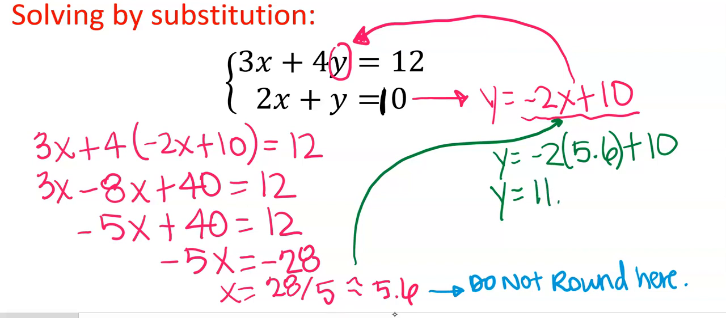11.12. Is that right? Negative 1.2. Okay, hold on. Oh, yep, I put a 0.2 instead of a negative. Just a minute here. Negative 2 times 5.6 plus 10. There we go.